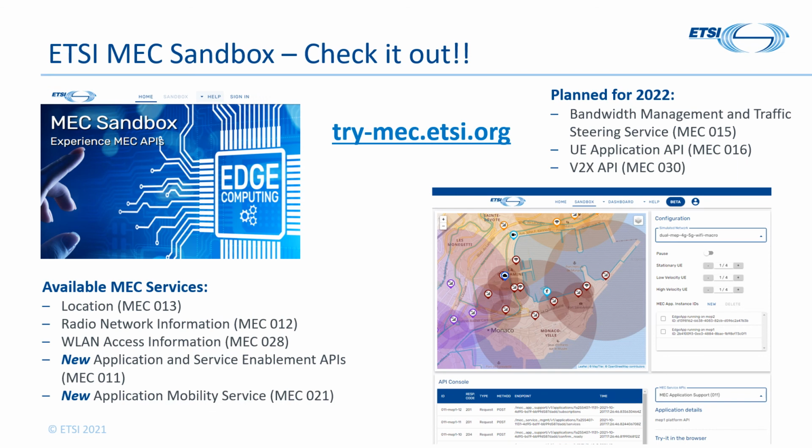The location API, MEC 13, radio network information, MEC 12, wireless LAN access information, MEC 28, and these new MEC services, application service enablement APIs, MEC 11, and the application mobility service, MEC 21. Planned for 22, the bandwidth management and traffic steering services, MEC 15, UE application API, MEC 16, and the V2X API, MEC 30.